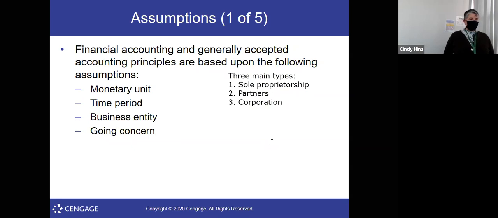Interesting fact, in New York State as well as in Pennsylvania, if you are incorporated, it is a requirement that you include in the title of your business the term corporation or incorporated, INC, so that everyone knows that your company is incorporated. Doesn't mean you're publicly traded.